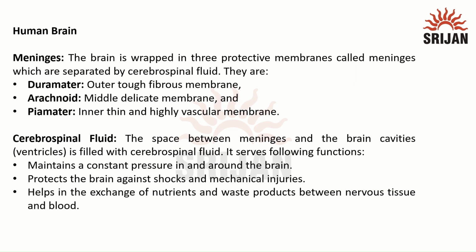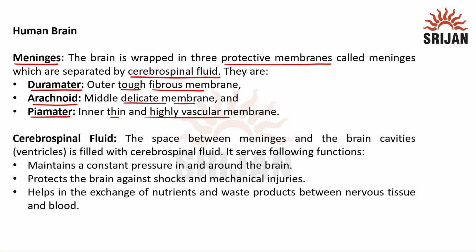Now, if we see the protective layers, first is the cranium. Below the cranium, we have meninges. The three protective membranes together will be termed as meninges, which are separated by CSF, that is cerebrospinal fluid. The meninges has the outermost layer, the dura mater, which is tough and fibrous in nature; the arachnoid mater, which is the middle delicate membrane; and third, the innermost pia mater, which is a thin and highly vascular membrane.